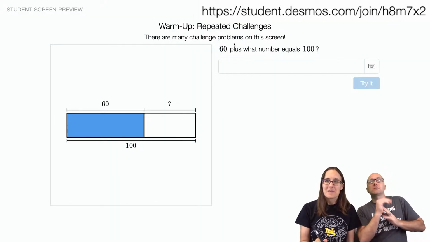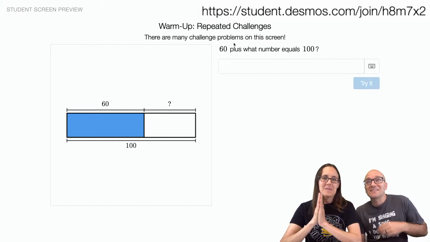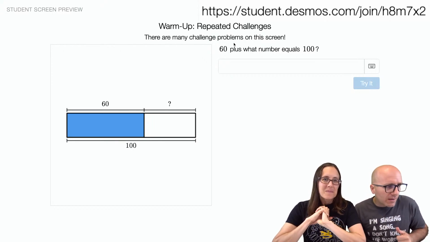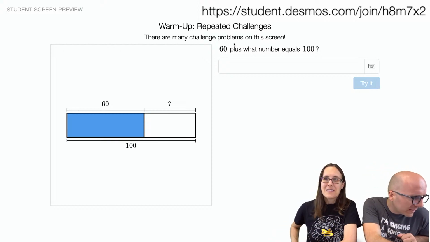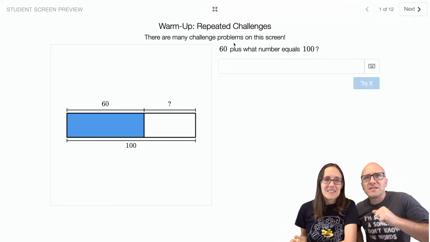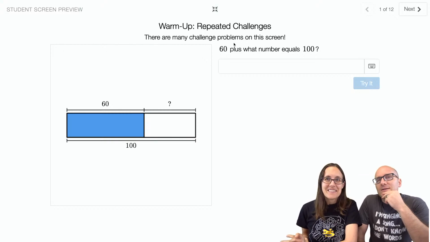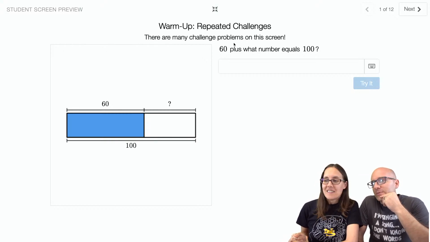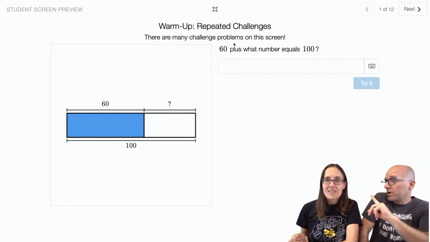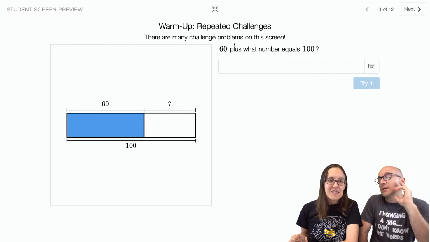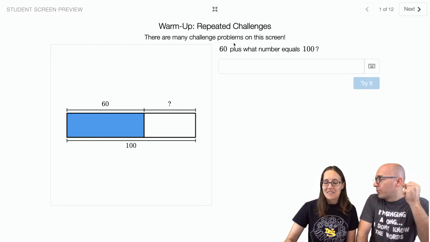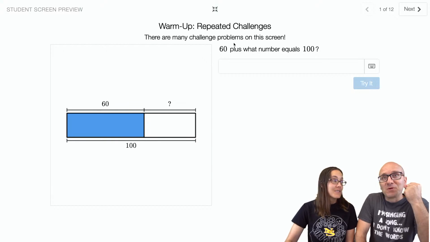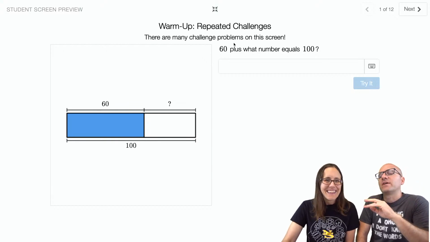So here's Science Mom's screen of this exact activity. And thank you, Science Mom, Amber's even pasted the link in the chat. So kudos, go team. All right, so look at this warm-up challenge. Science Mom, this is 60 plus what number equals 100? I'm going to have you hold off for a moment because I want everyone to have a chance to answer this. But if you get it right, you get rewarded with another problem. So give everyone a moment.